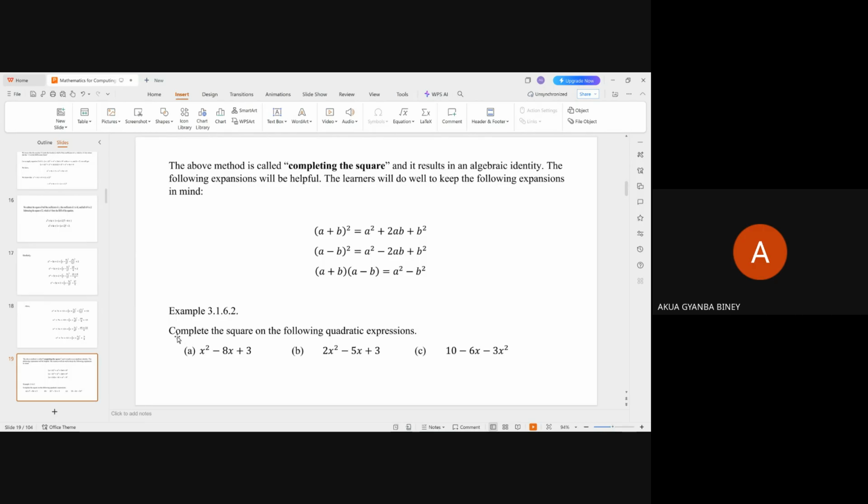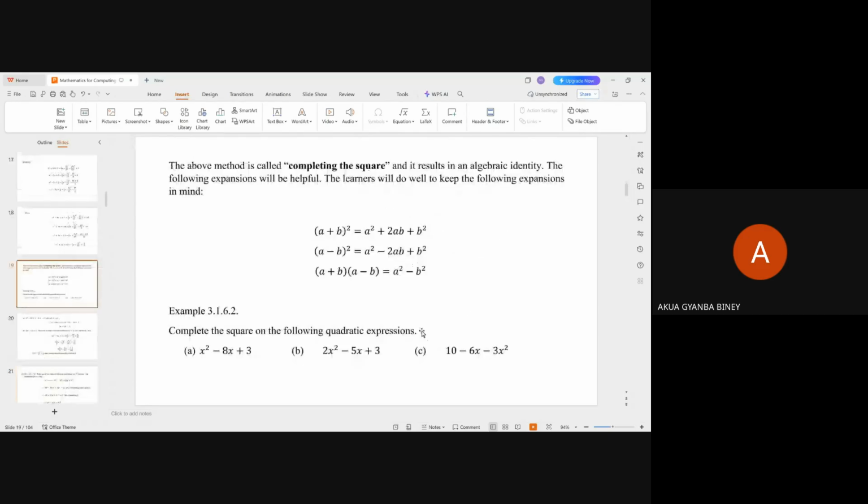Okay. So complete the square on the following quadratic expression. Can we try the first one before we go to the answers? Let me let you try the first one. Okay, no, wait. Let's all do the first one. Let's go through the solution, then B and C, and I'll let you try.